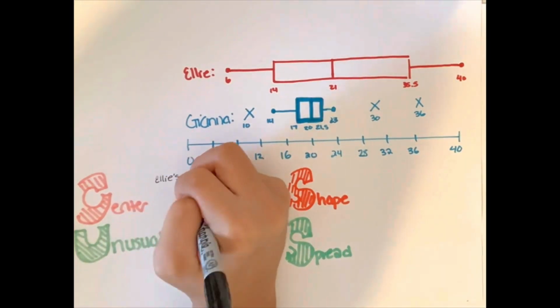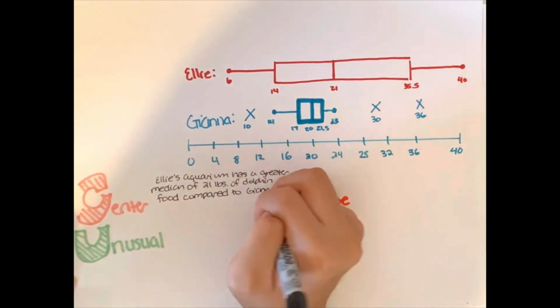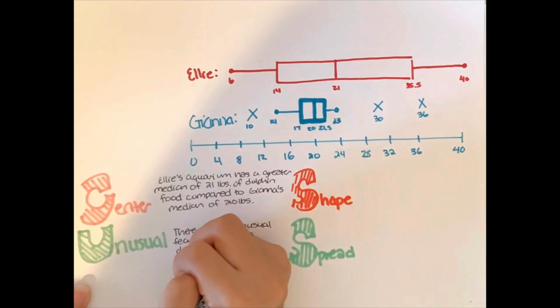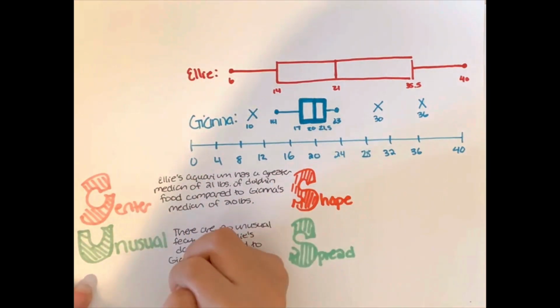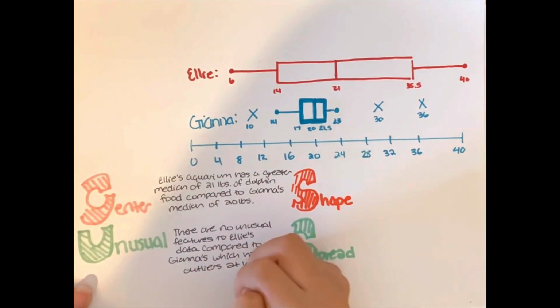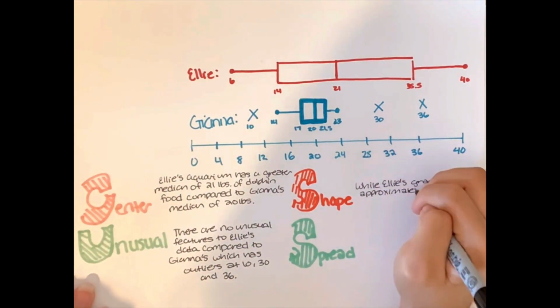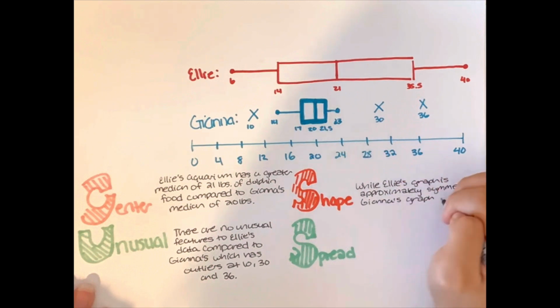Looking at our box plots, we can see that Ellie's aquarium, in terms of the center, has a greater median than Gianna's. Next, we can write that there are no unusual points in Ellie's museum data compared to Gianna's museum, which has outliers at 10, 30, and 36. Regarding their shapes, we can observe and conclude that while Ellie's graph is approximately symmetric, Gianna's graph is approximately skewed to the right due to her outliers.